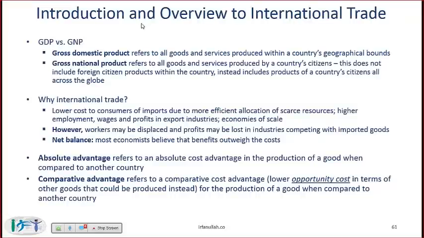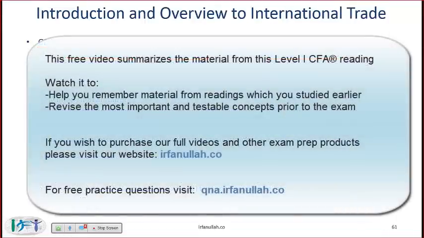International trade. Understand the distinction between GDP and GNP. Gross domestic product refers to all goods and services produced within a country's geographical boundaries. Gross national product refers to all goods and services produced by a country's citizens. This does not include foreign citizen production within the country, but it includes products of a country's citizens all across the globe.